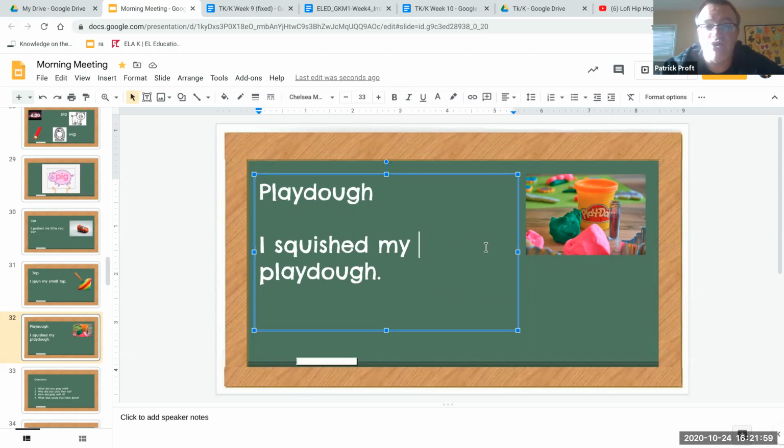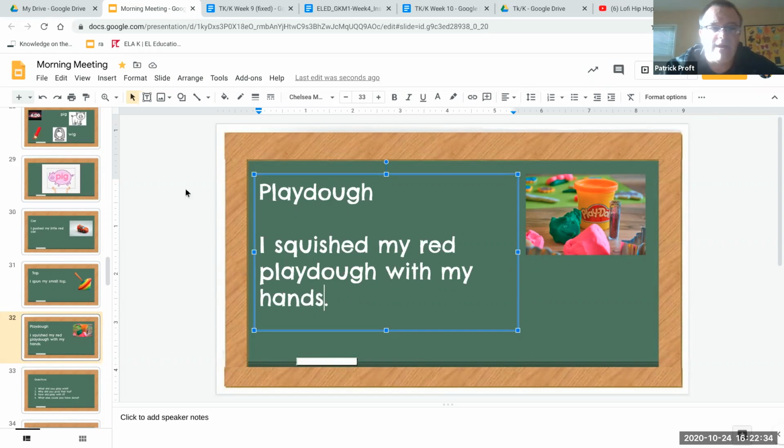And I would challenge you to use as many describing words as you can. Like right here it says, I squished my Play-Doh, but I need another describing word in there. I'm going to say, I squished my red Play-Doh. Or I could say, I squished my red Play-Doh with my hands. Oh my gosh, that describes even more how I squished the Play-Doh. So that's describing more about what I did with it.